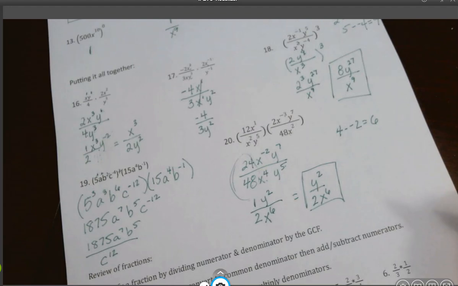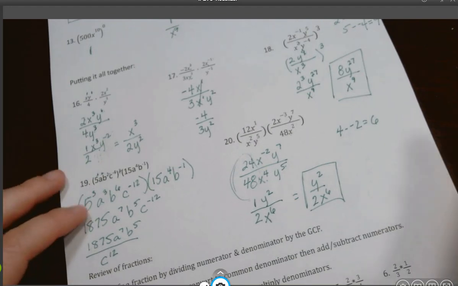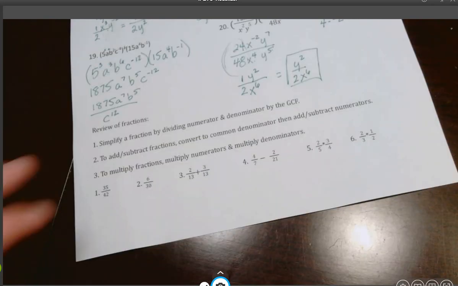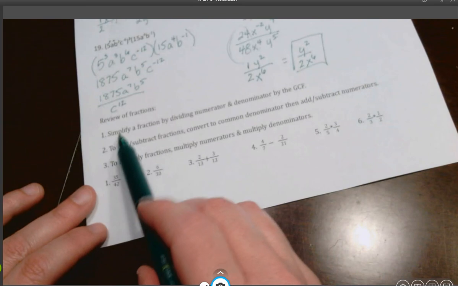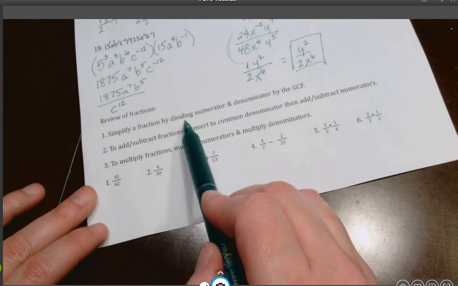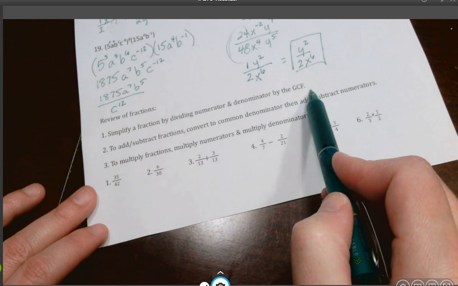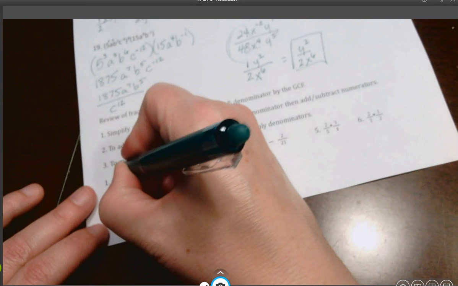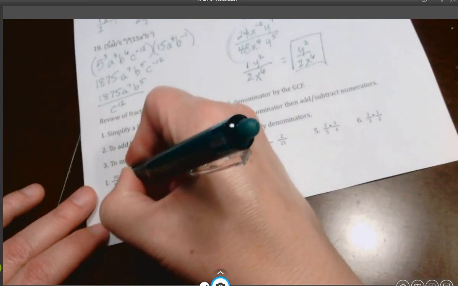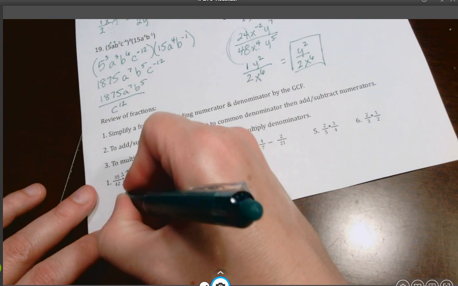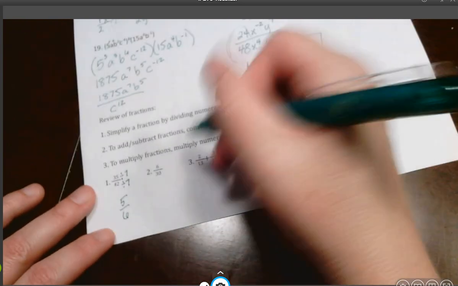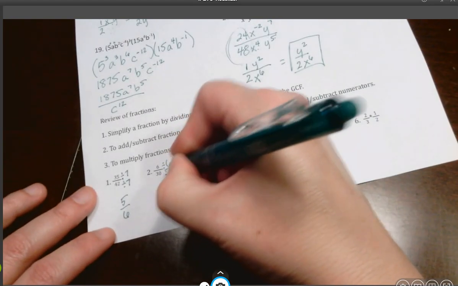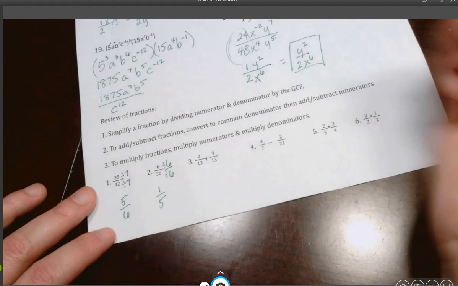All right, in our next lesson, we're going to have a lot of fractions as exponents, so we just need to review how to deal with fractions. All right, so just a little review of fraction rules. You can simplify a fraction by dividing the numerator and denominator by the greatest common factor. So for example here, 35 over 42 have a greatest common factor of 7. So divide them both by 7, and I'm going to get 5/6. Try this one. You should divide them both by the greatest common factor of 6, and you'll get 1/5.